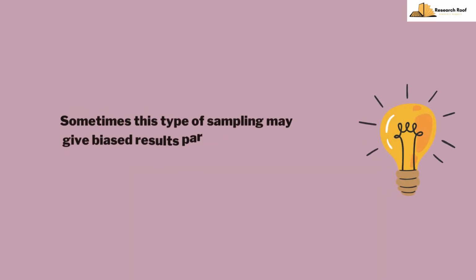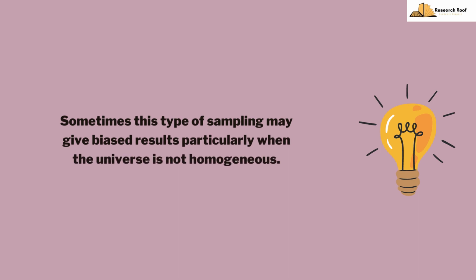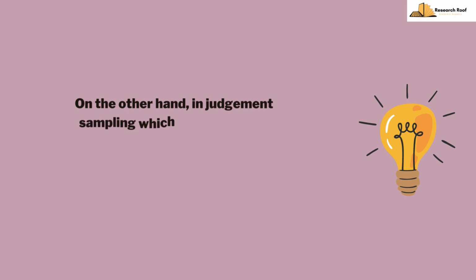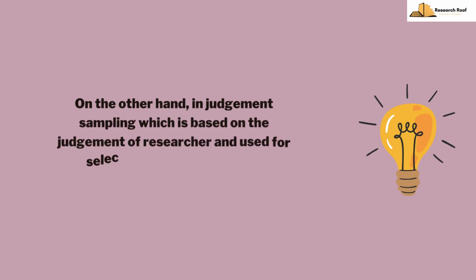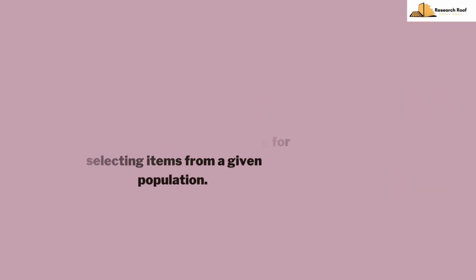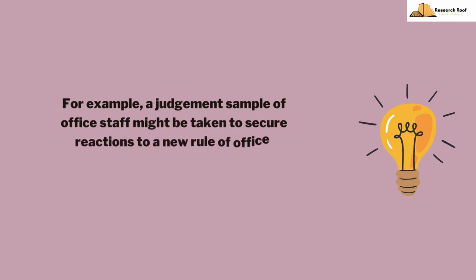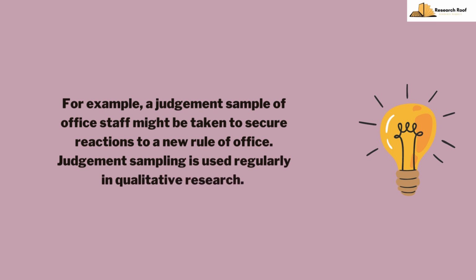Sometimes this type of sampling may give biased results, particularly when the universe is not homogeneous. On the other hand, judgment sampling is based on the judgment of the researcher and used for selecting items from a given population. For example, a judgment sample of office staff might be taken to secure reactions to a new rule of the office. Judgment sampling is used regularly in qualitative research.